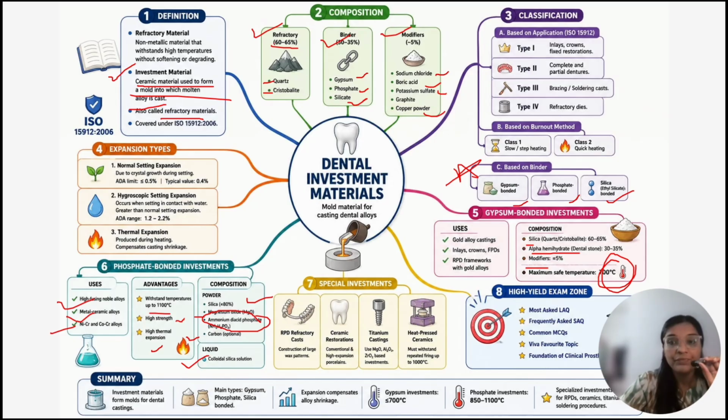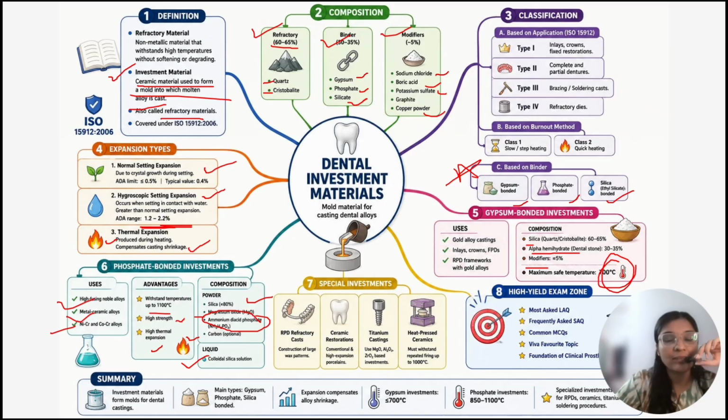And silica bonded investments were either ethyl silicate bonded or sodium silicate bonded. Then there were three different types of expansion. First, normal setting expansion due to outward thrust of the crystals. Then we have hygroscopic expansion, which was more than the normal setting expansion, up to 1.2 to 2.2%. It occurs when the investment comes in contact with water. Then thermal expansion was produced during heating, and it compensates for the casting shrinkage.